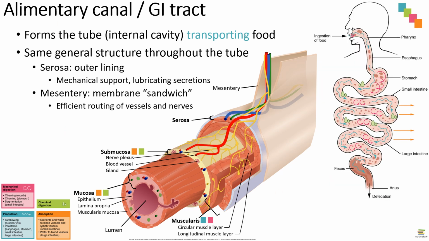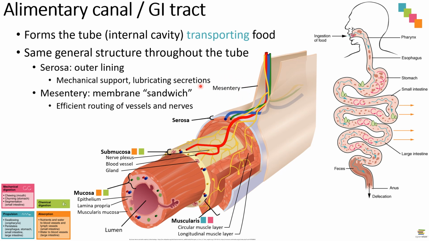The final two layers aren't so interesting for our discussion about the function of the digestive system. So the outermost layer is the serosa, which is a serous layer which releases lubricating secretions to prevent damage to the gut tissue and also provides mechanical support.